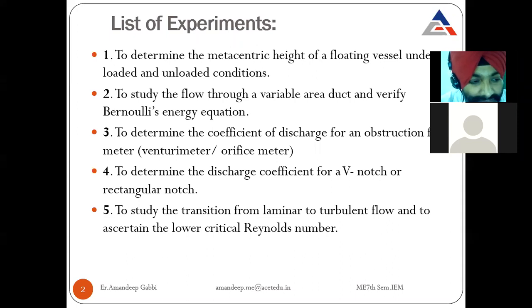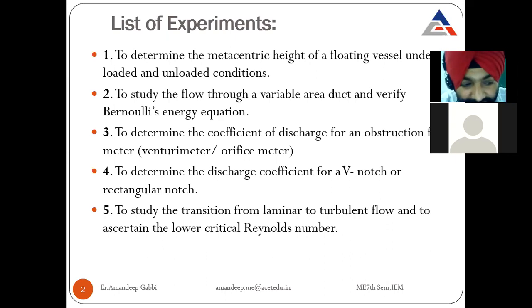Then the third experiment will be to determine the coefficient of discharge of obstruction flow meters, the venturimeter or orifice meter. Again, some equipment is there. As we have a ship, we have some measuring instruments like the venturimeter and orifice meter. When you pass water through the venturimeter and orifice meter, you will calculate the coefficient of discharge while calculating flow, velocity of flow, discharge, pressure, and so on.